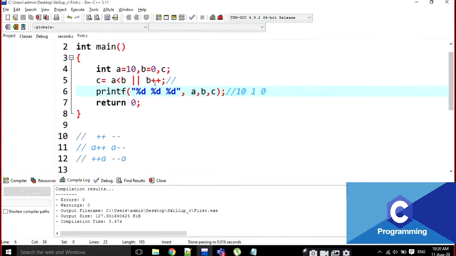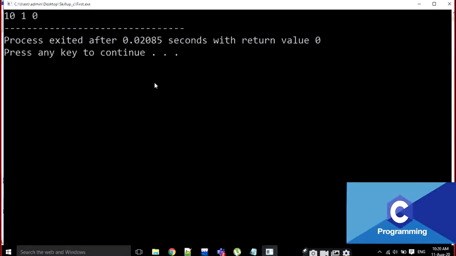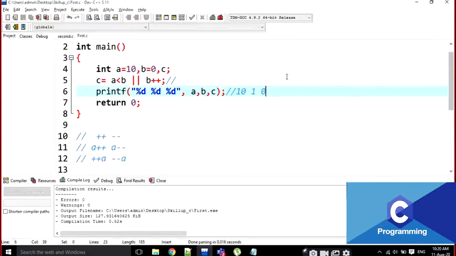Just wait. First of all, I will show you the output and I will explain it. Okay? 10, 1, 0 is the output. No doubt about that. I will explain how it is working. Okay, first one is false, right? 10 is less than 5. Is it false or not? Yes, it is false. That means it is written 0.